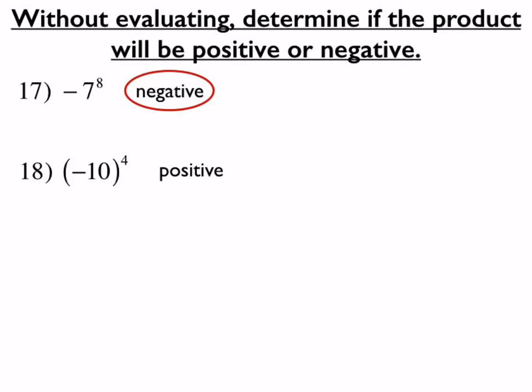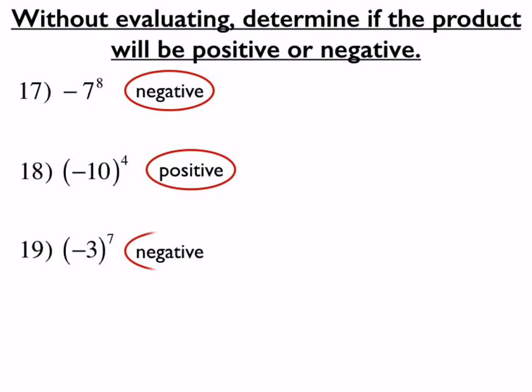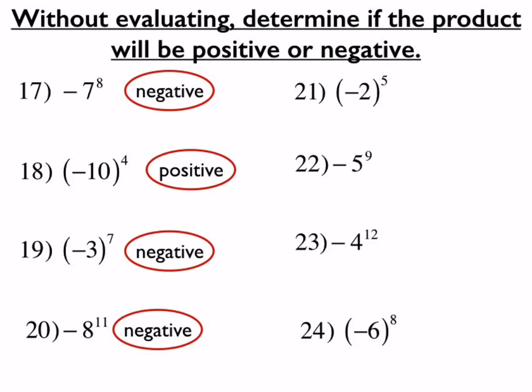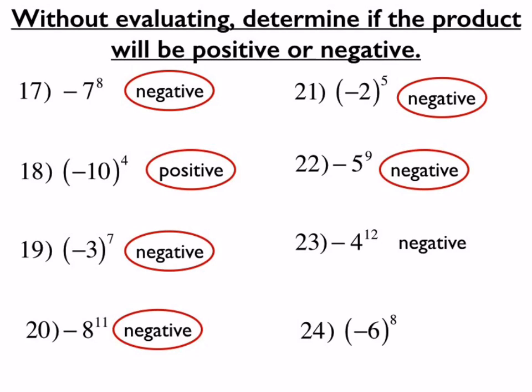Okay, so if the exponent is even, because you're multiplying negative 10 out an even number of times, that would leave you with a positive product. But in problems like number 17, it does not matter what the exponent is. We will always end up with a negative answer. Okay? So number 19 would be negative because of the odd power. Number 20 is negative, not because of the power, but because of the fact that the base is negative and there aren't parentheses around it. 21 is negative. 22 is negative. 23 is negative. 24 is positive.